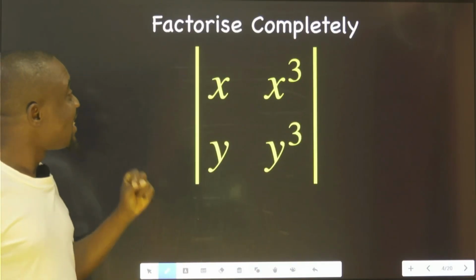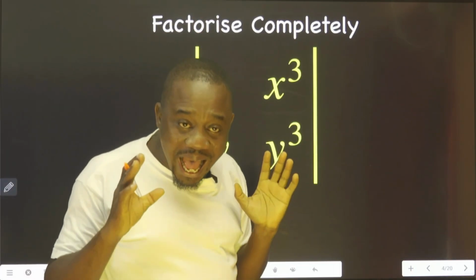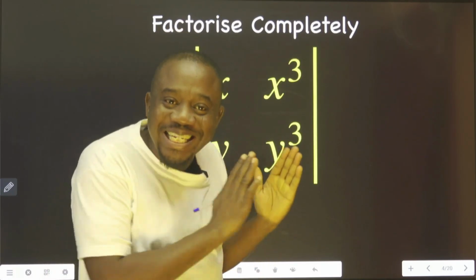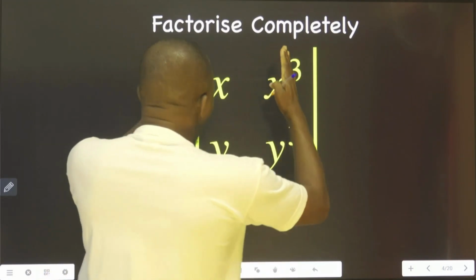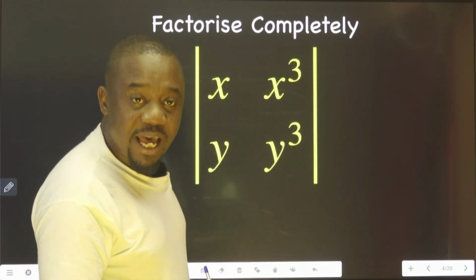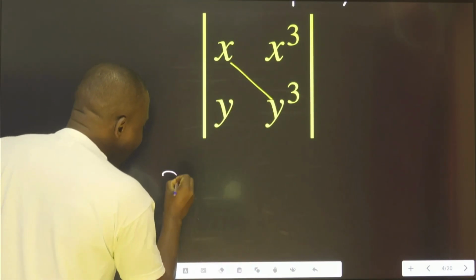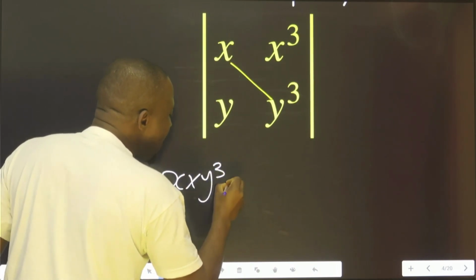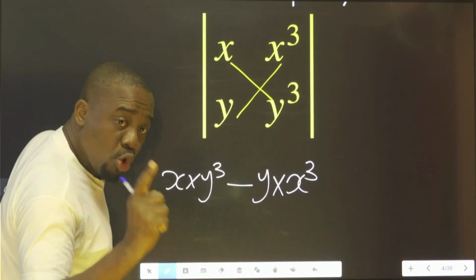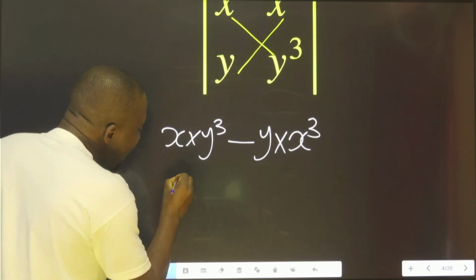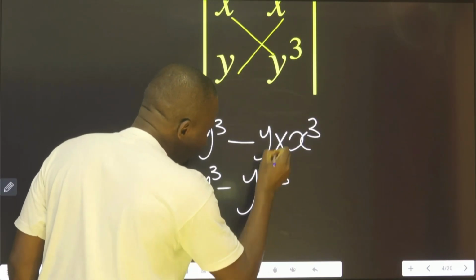Let's look at this. Say we should factorize this completely. Another determinant. How do I know that this is a determinant? Because I am seeing 2 bars covering this set of elements. Very easy. Simply multiply these: s multiplied by y raised to power 3, minus y multiplied by s raised to power 3. You can write this as sy raised to power 3 minus ys raised to power 3.